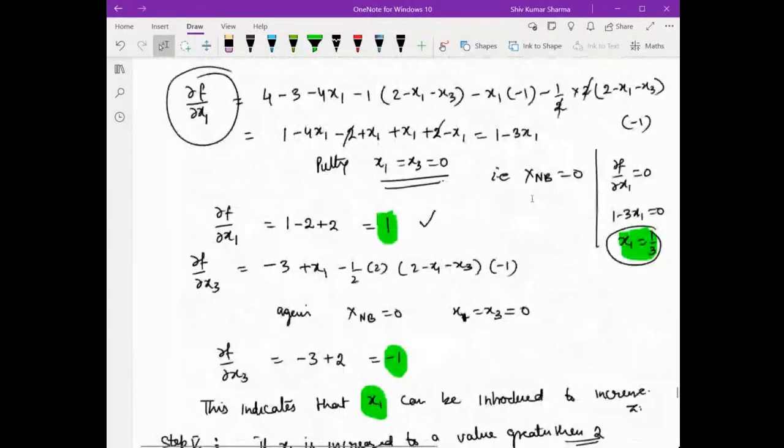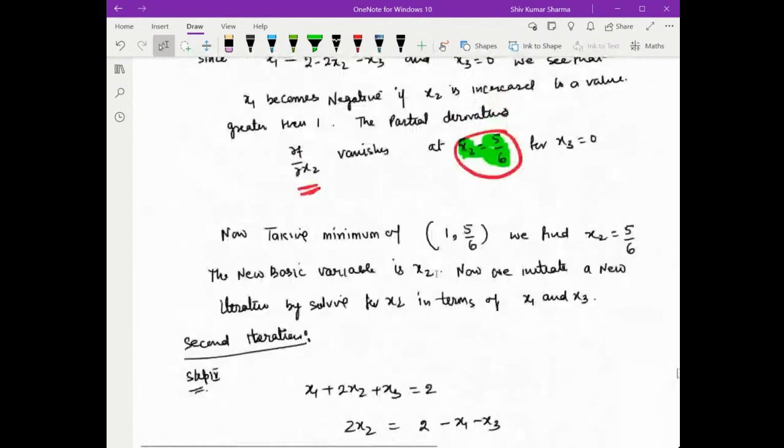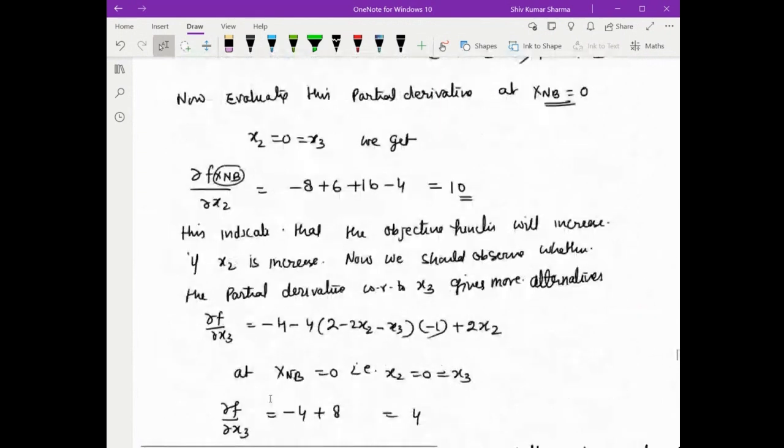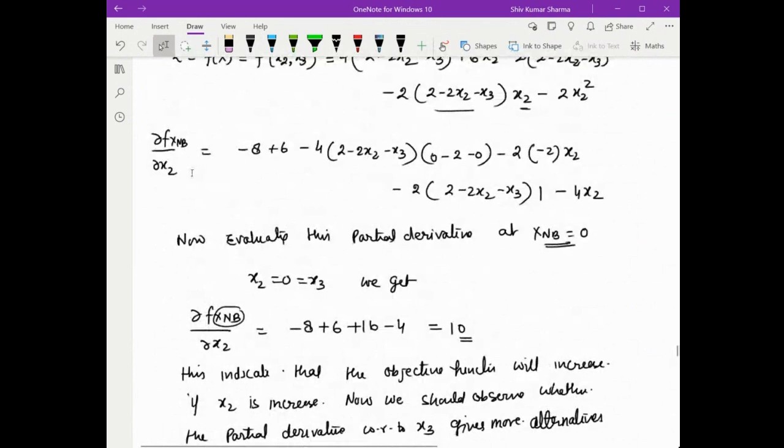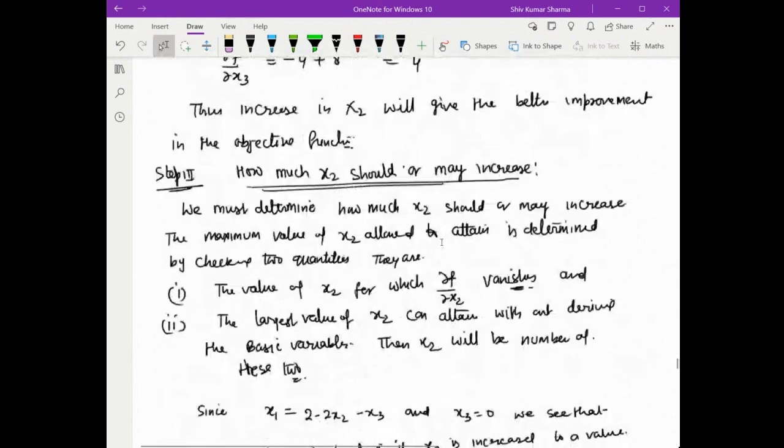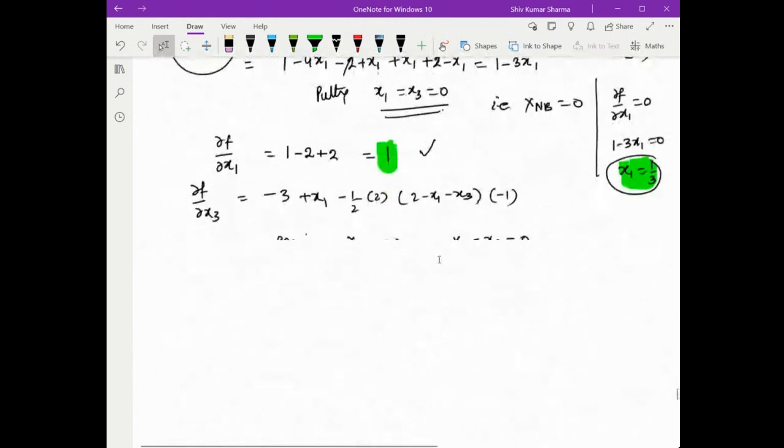You can also obtain x2 easily. Where we find x2, we put del f upon del x2 equal to 0 and x3 equal to 0, and solve this for x2. So you obtain 5 by 6. Okay.